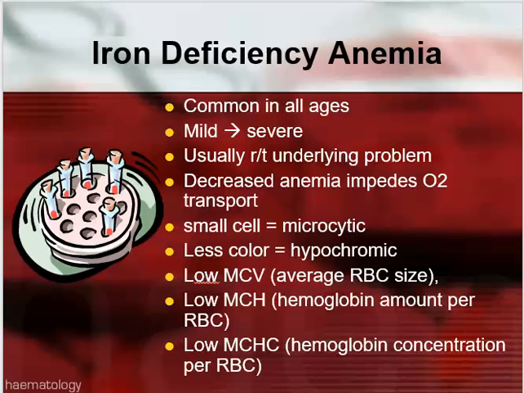So the lack of iron means a lack of hemoglobin. Because of that, the cells get smaller, so they're microcytic. They are not as red. The amount of hemoglobin per red blood cell goes down. All of these things can be measured.